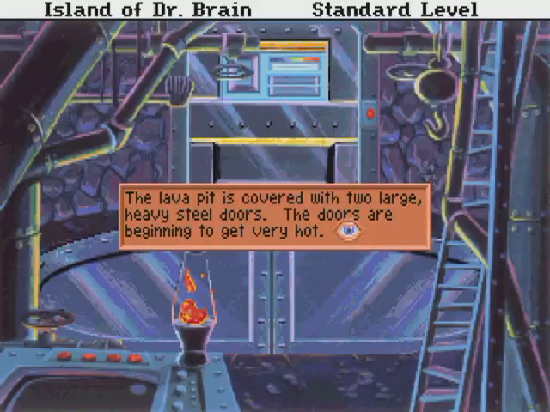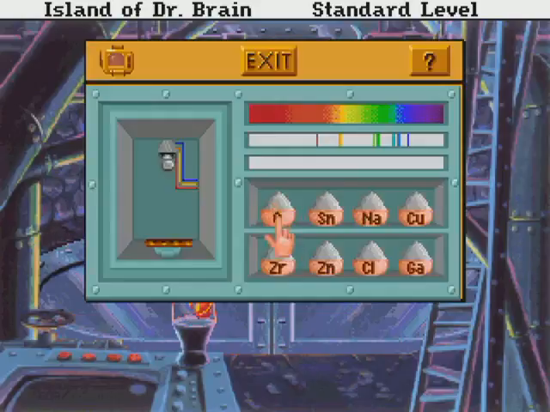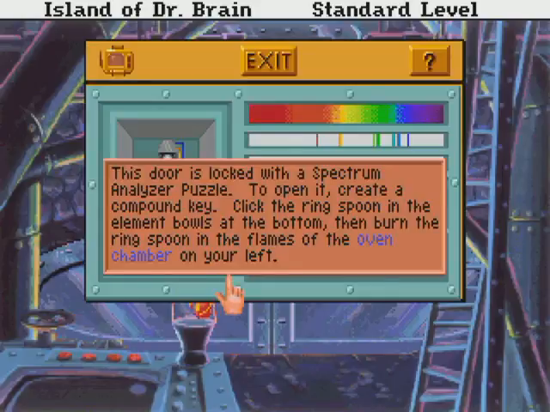The doors are beginning to get very hot. Better move on then. This door is locked with a spectrum analyzer puzzle. To open it, create a compound key. Click the ring spoon in the element bowls at the bottom and burn the ring spoon over the flames in the oven chamber on your left.